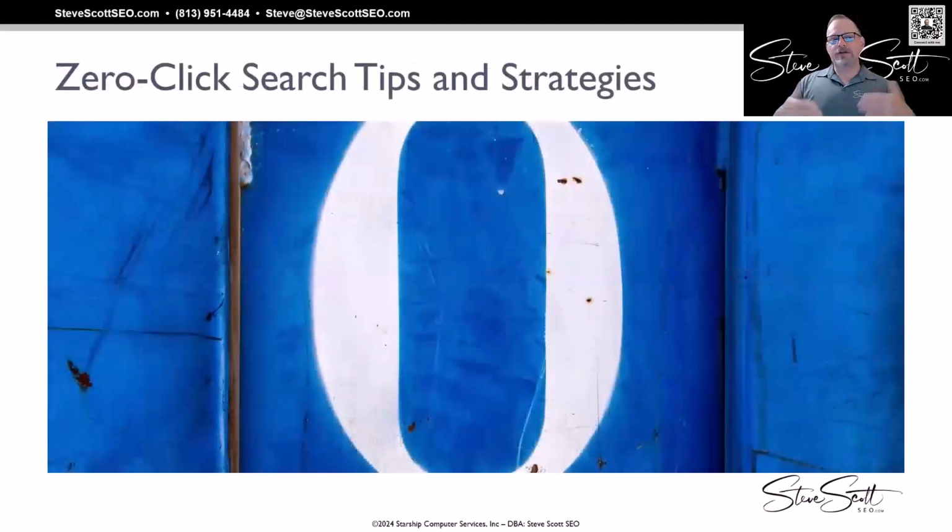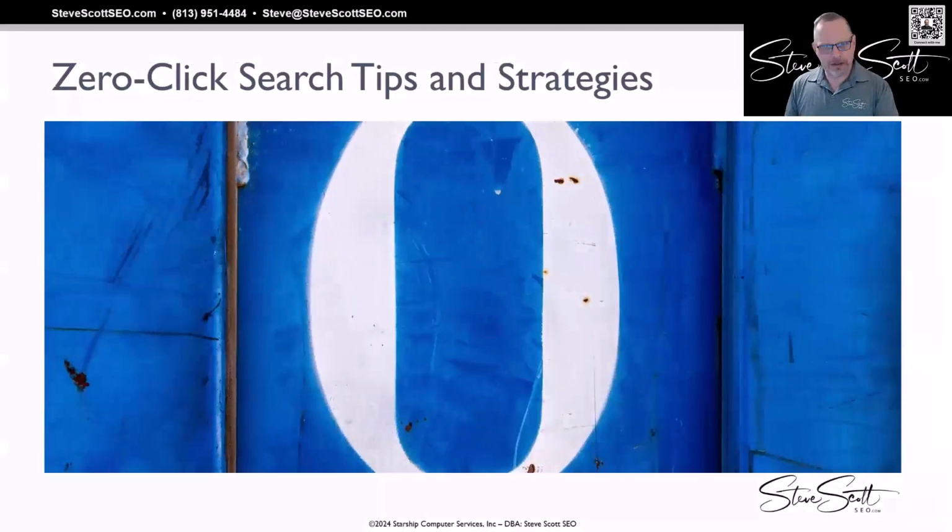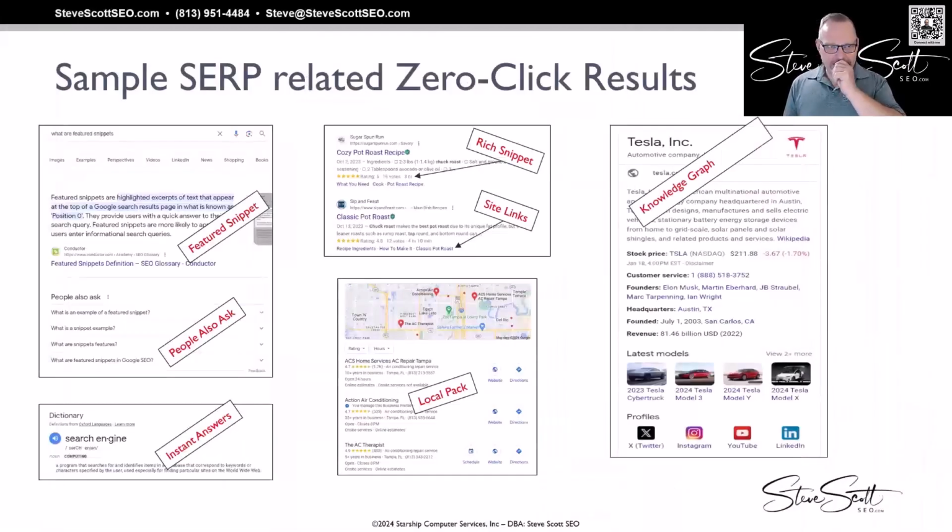So let's talk about our zero-click search tips and strategies. First, before we get into those strategies, just giving you some basics of what you might find for these zero-click results. So here, what are featured snippets? Right there is a featured snippet. This is also sometimes called position 0. It's right at the top. The answer is sitting right there. And for many of us, it's good enough. We got our answer, we leave. If you wanted a little bit more detailed information, you might go ahead and click on the link that's displayed. But a lot of times we ask the question, we got our answer, we're done, we move on.